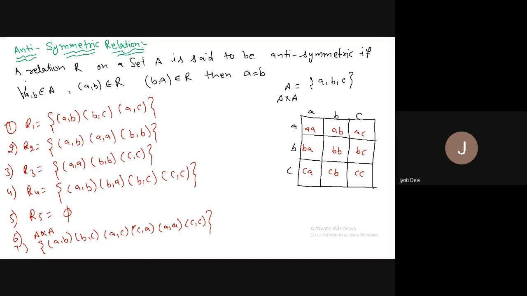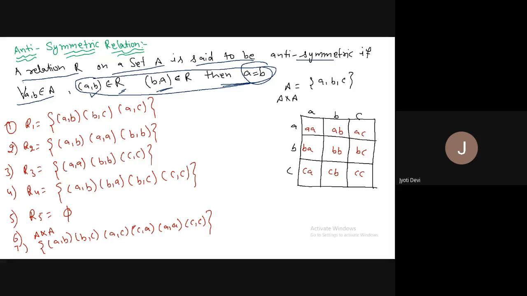A relation R on a set A is said to be antisymmetric if for all A comma B belongs to A, means if A comma B belongs to the relation, and in that case BA belongs to the relation, in that case we can say that A equals B. What is the meaning of this definition? Can anybody have an idea?